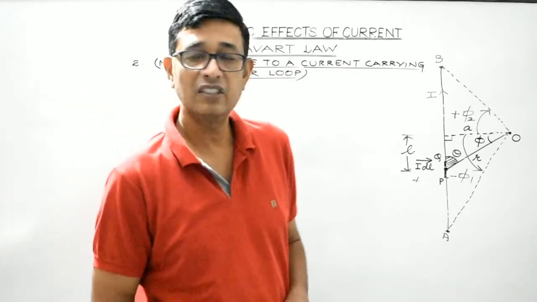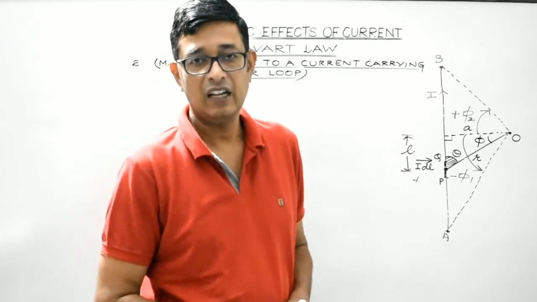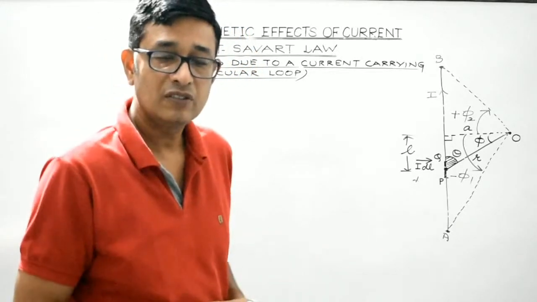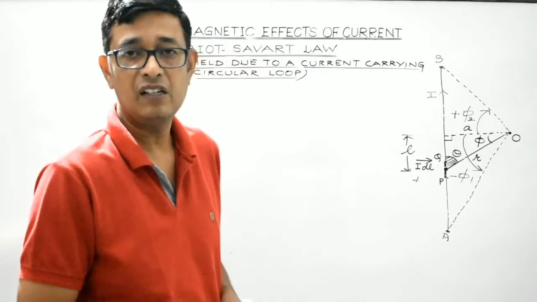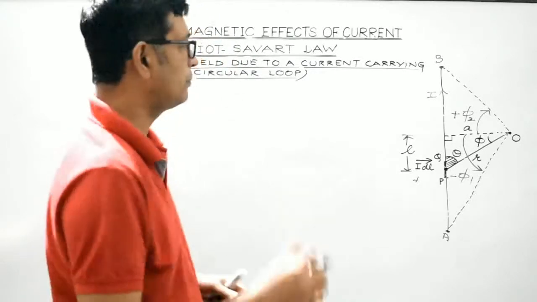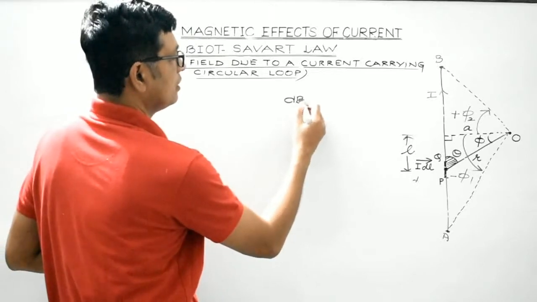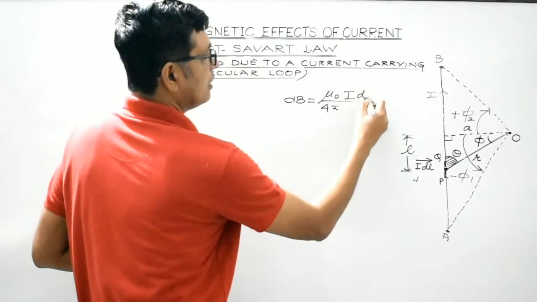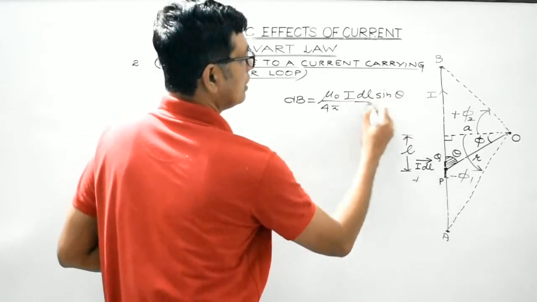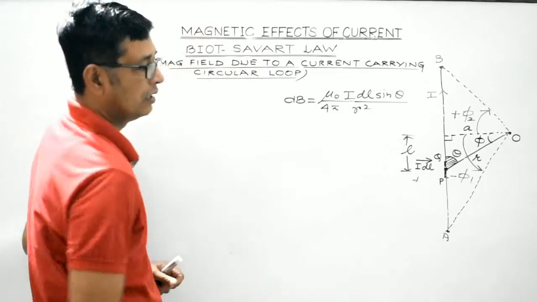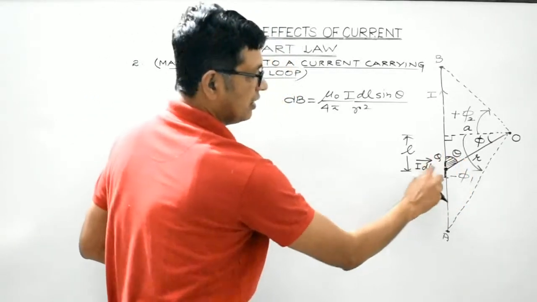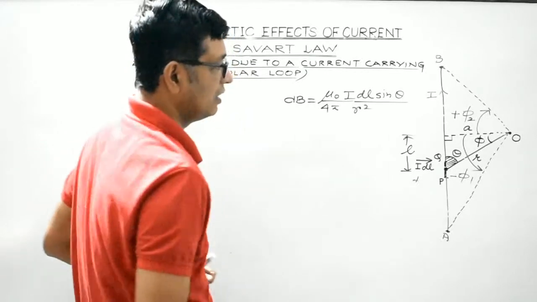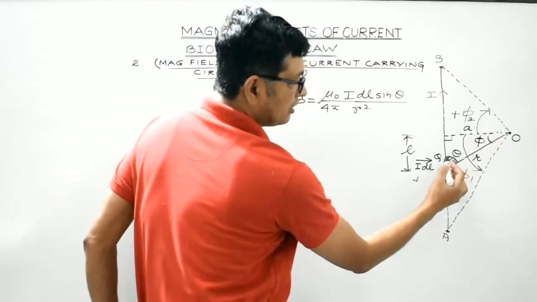Biot Savart law gives the strength of the magnetic field, right? And in the case of Biot Savart law, the strength of magnetic field at a point due to a small elementary portion is given by mu naught divided by 4 pi I dl sine theta divided by r square. Now this is the small elementary portion dl. I dl stands for the current element. You are aware magnetic field is due to a current element. This is the observation point and this is theta students.